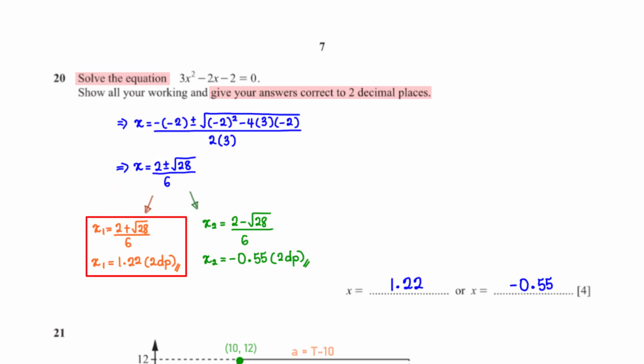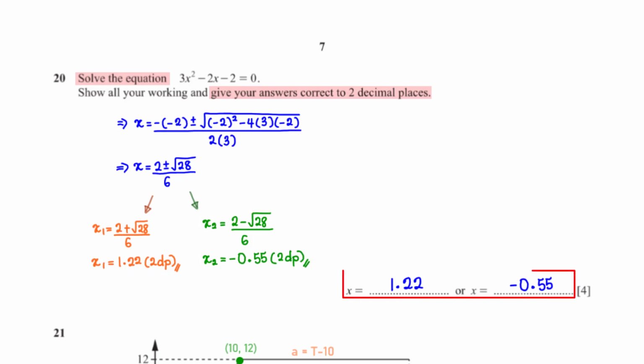For the first possible value of x, we get 1.22 rounded to 2 decimal places. And for the second possible value of x, we get negative 0.55 rounded to 2 decimal places.